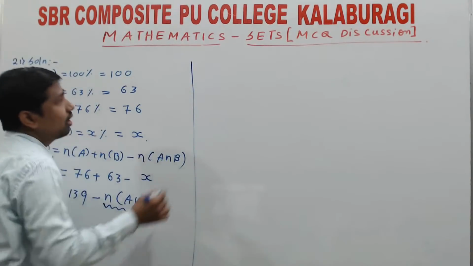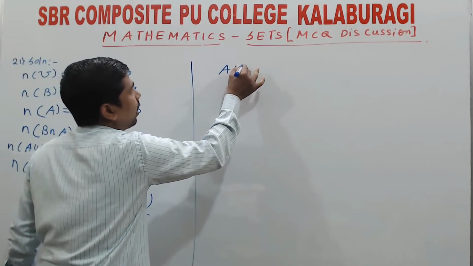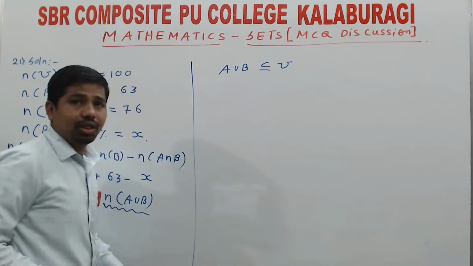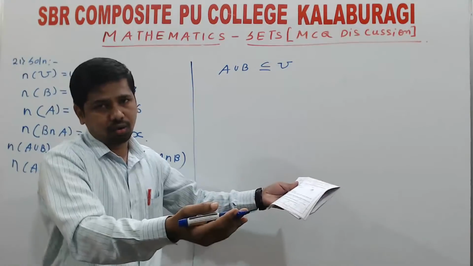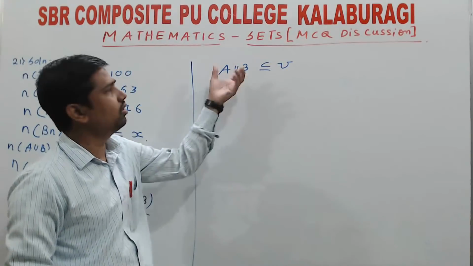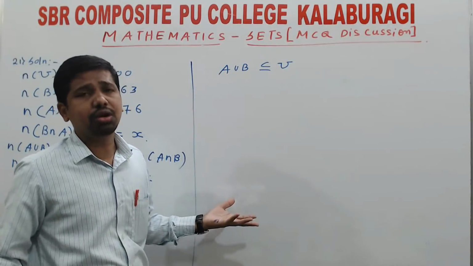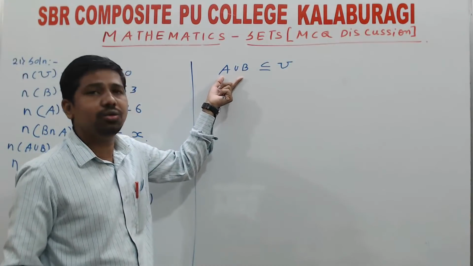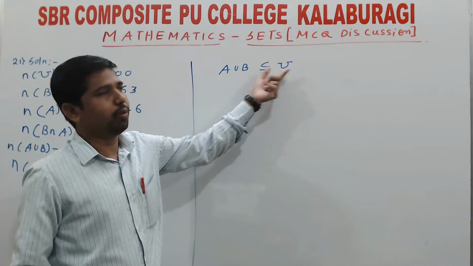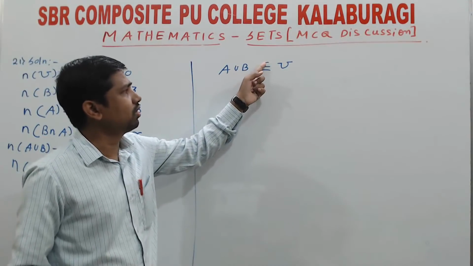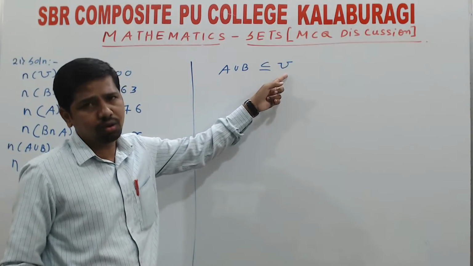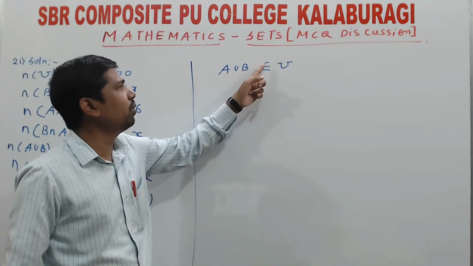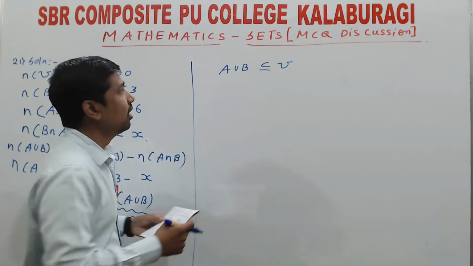But we know that A ∪ B is always a subset of, or equal to, the universal set. Can A ∪ B be more than the universal set? No. The universal set is the bigger set. Whatever set we take, A ∪ B or A ∪ B ∪ C, these are subsets of the universal set, which takes all the sets into consideration. So A ∪ B is always a subset of or equal to the universal set.